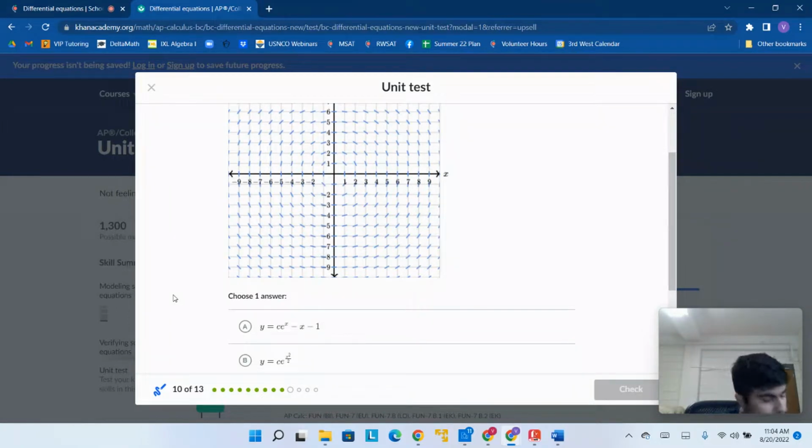So we're going to start writing down some derivatives. The derivative for the first one is dy/dx equals c e to the x minus 1. The second one is c e to the x squared over 2, and then times x. So c x e to the x squared over 2.